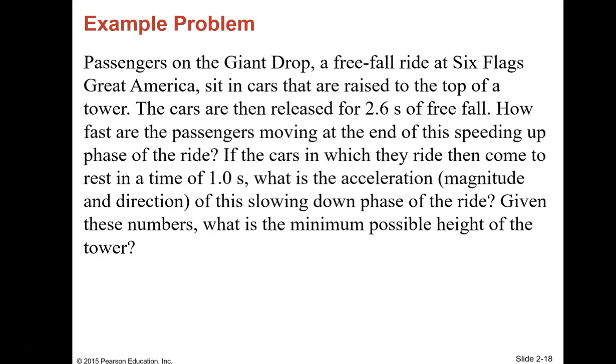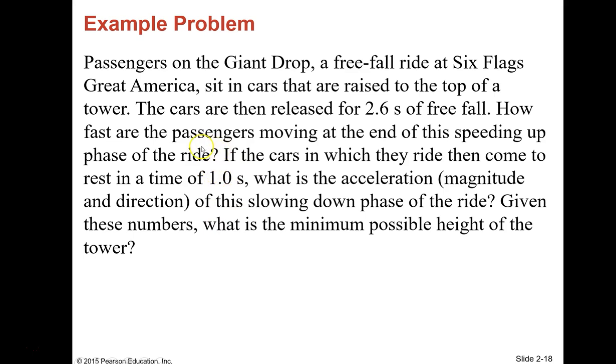All right. So we have a free fall on something called a Drop Ride. There's one like it, the Extreme Scream at Knott's Berry Farm. The cars are then released for 2.6 seconds of free fall. How fast are the passengers moving at the end of this speeding up phase of the ride? And if the cars in which they ride come to a rest in a time of 1 second, what is the acceleration of the slowing down phase of the ride? Given these numbers, what's the minimum possible height of the tower? Okay, so a lot of stuff to do on this one.